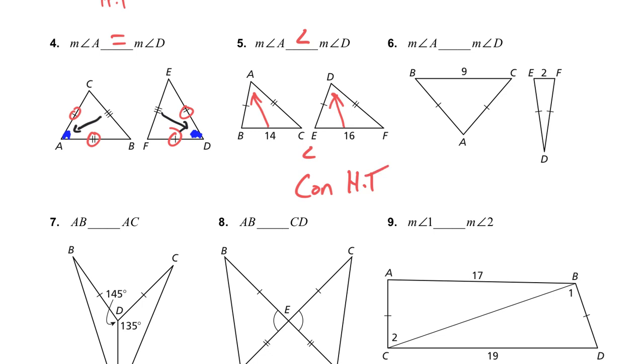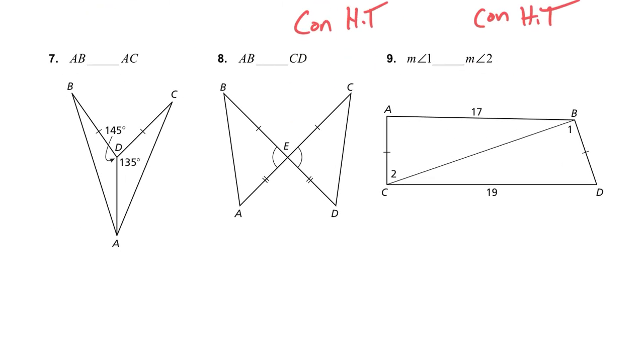And then number 6, again, we have our two congruent sides, so look at 9 is larger than the 2. So angle A is going to be larger than angle D. Again, that's the converse of the hinge theorem. I know, really easy stuff. Probably shouldn't have to go through all these, but I will just because it's pretty quick and easy.